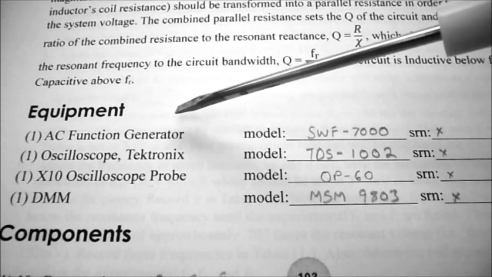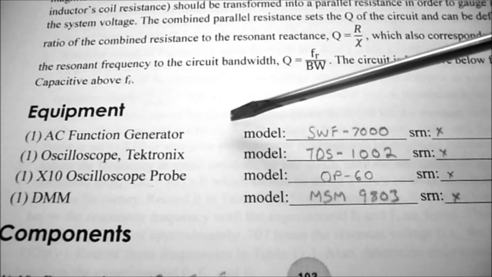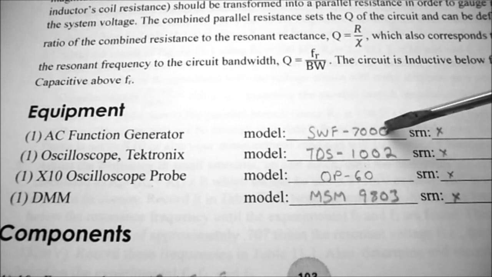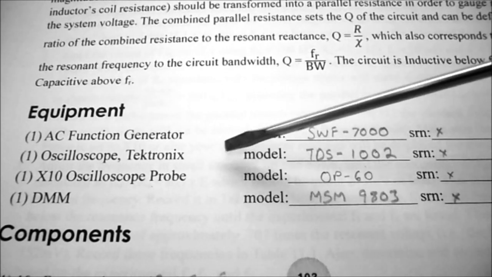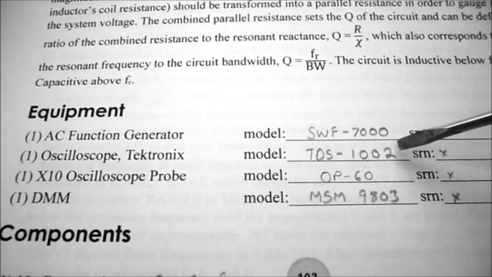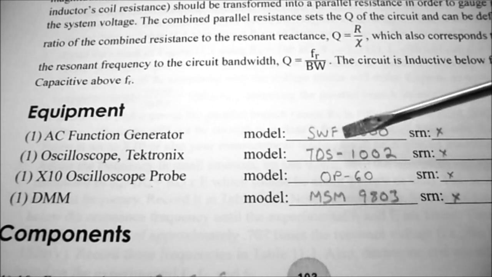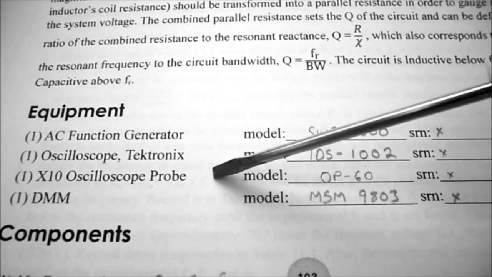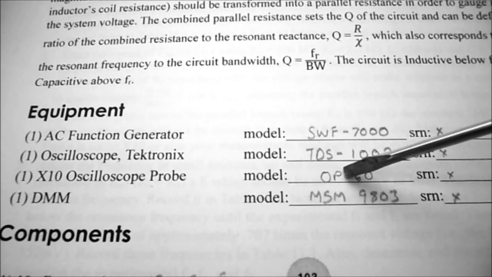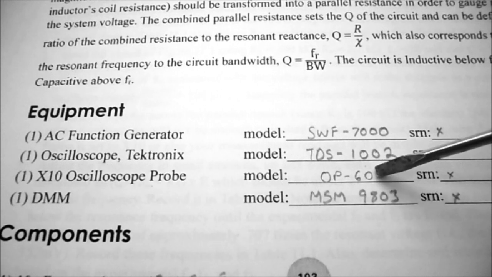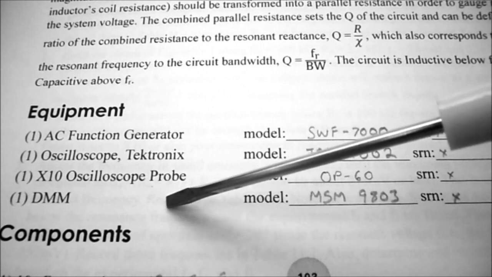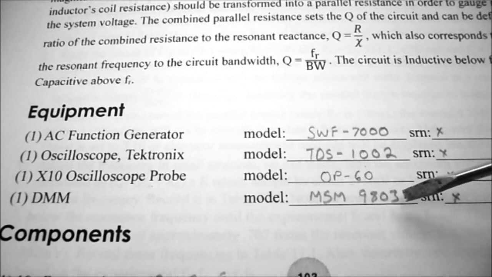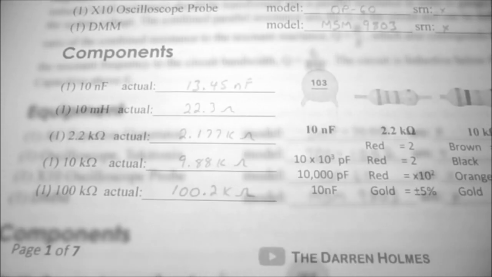So under equipment, today we're going to be using the Circuit Test SWF 7000, and we won't bother with its serial number. The oscilloscope TDS 1002, we won't bother with its serial number. We're going to use a ×10 oscilloscope probe, made by Circuit Test, model number OP-60, and I won't bother with its serial number. And the digital multimeter will be the Mastech MSM 9803, and I'm not going to bother with its serial number.